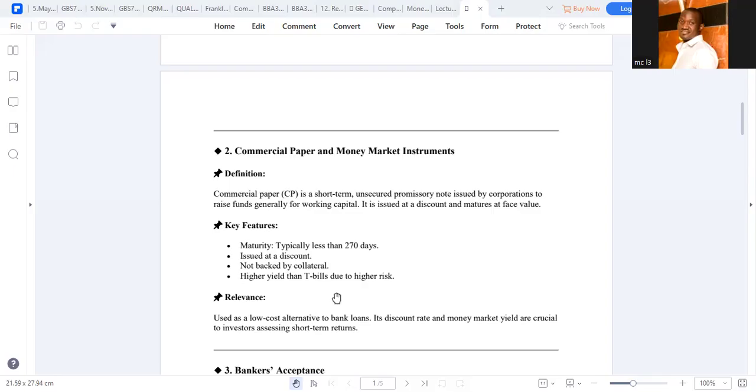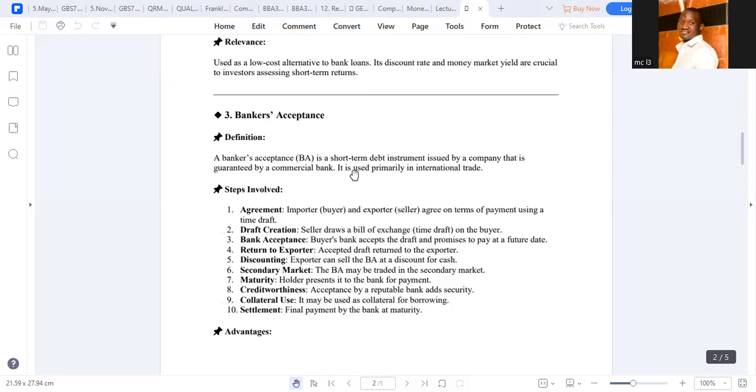Then we have another instrument that is called a banker's acceptance. A banker's acceptance, a BA. It's also a short-term debt instrument, primarily used in international trade. It represents a time draft that is accepted and guaranteed by a commercial bank. It makes it more trustworthy for parties unfamiliar to each other.